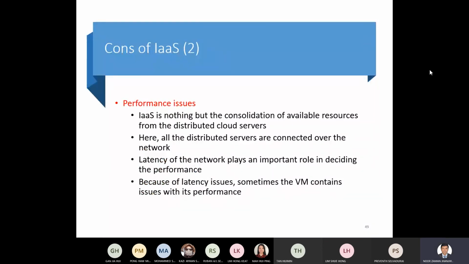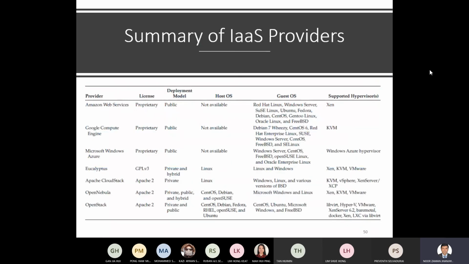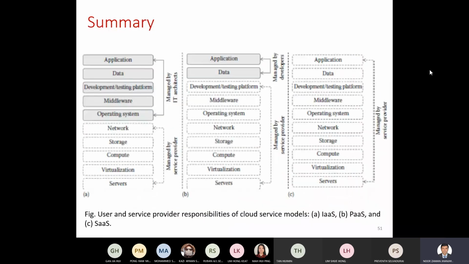Then there are performance issues because of latency, because of network connections, and because of virtual machine performance. The performance issues are also cons for this one. So we cannot compare this with our own physical solution. These are all the issues and problems. And this is a summary of the IaaS providers, like Amazon, Google Compute, Azure and many other companies, which also provide services for this IaaS model.